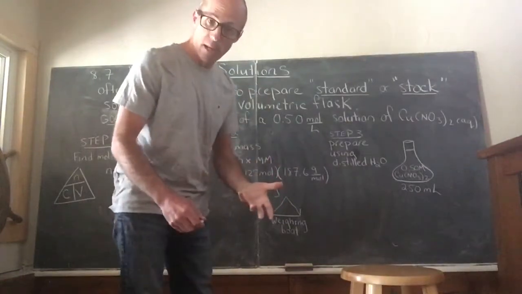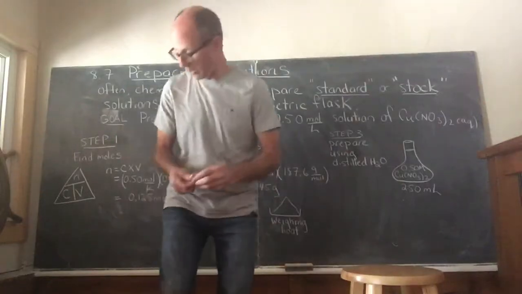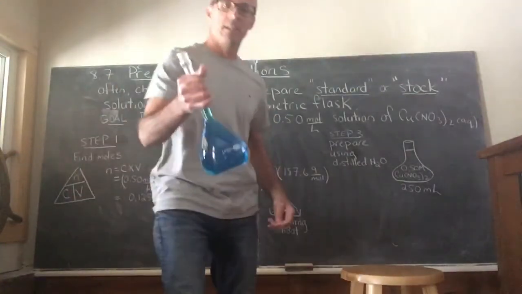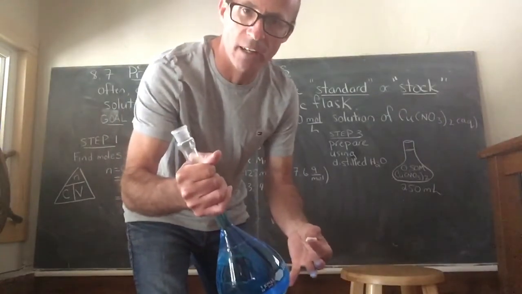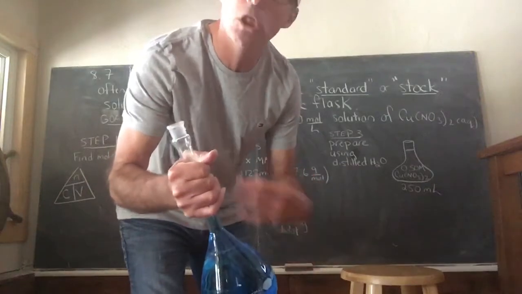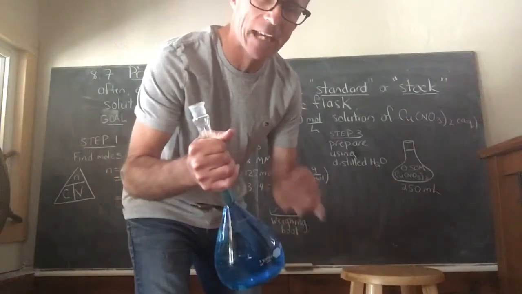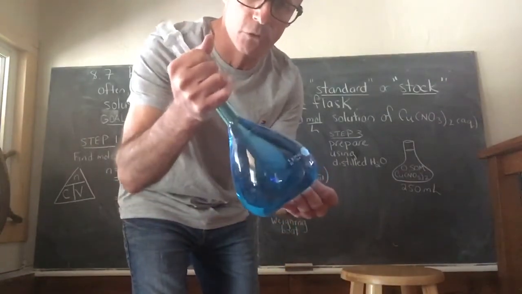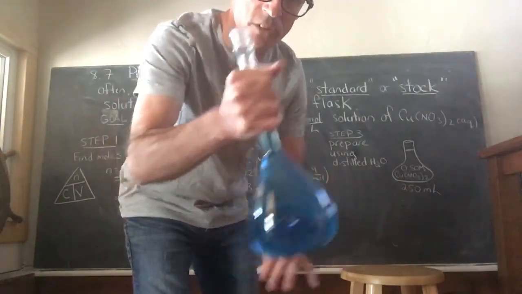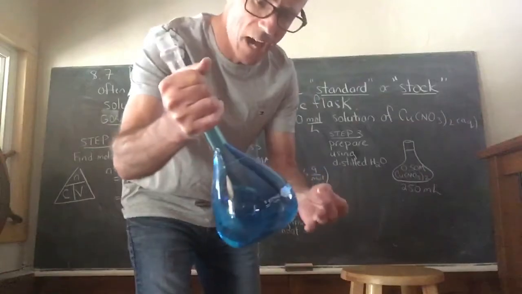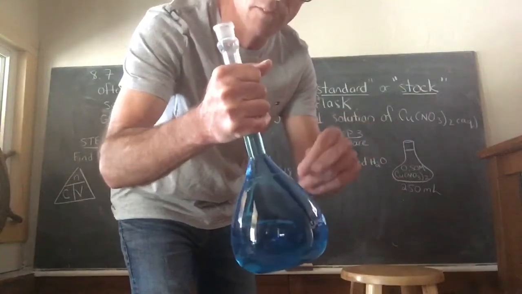Fill it up halfway, swirl to dissolve, and add distilled water. The reason why we add distilled water is that it is purified. Tap water contains a lot of ions like magnesium, calcium, chlorine, especially if you're in a town or a city, and that can interfere with our pure solution. So use distilled water. That way you won't have any impurities in your stock solution. And that, my friends, is how you make a solution. Don't forget to label the flask.